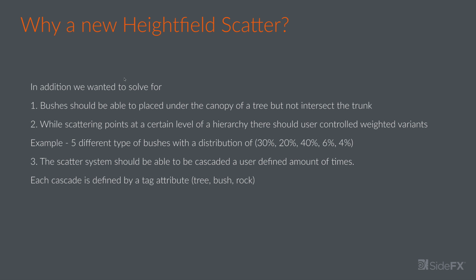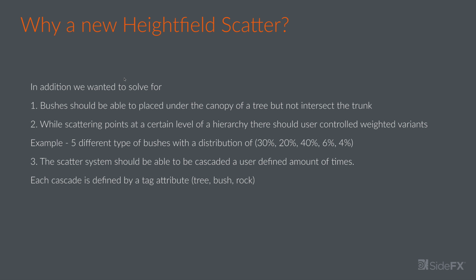In addition to that, we want to solve for, well, think about a tree. A tree has two really radii. It has the trunk, which is kind of a hard radius that you can't penetrate. But it also has the canopy of leaves. And that canopy is high up, so you could place bushes or small sapling trees underneath the tree's canopy as long as it doesn't intersect the trunk. So we wanted a way to say what is the hard radius and what is the fall off.